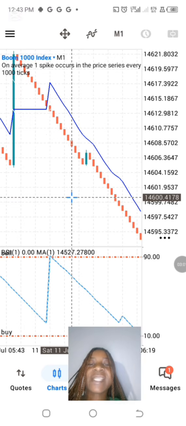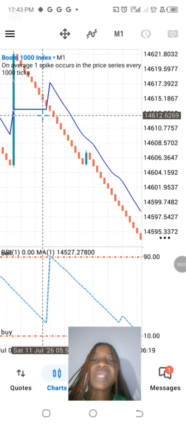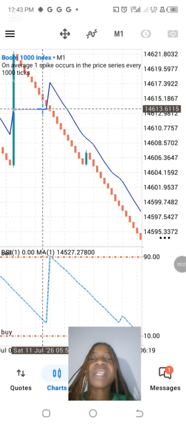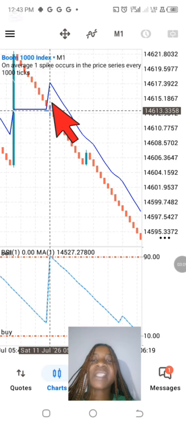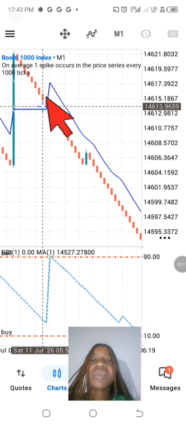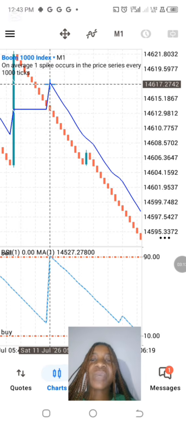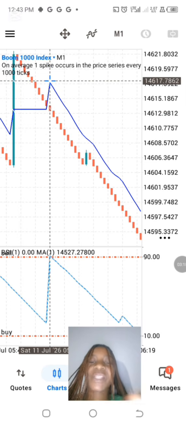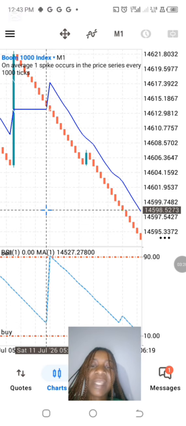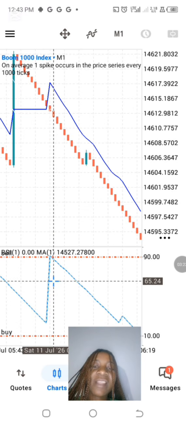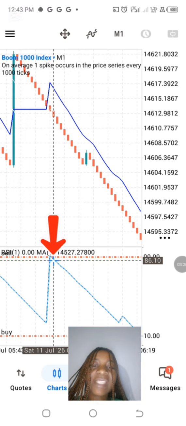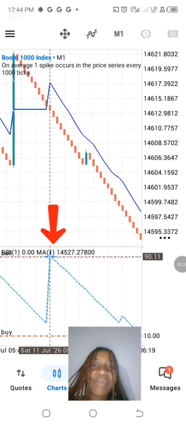So the first condition is that the Ichimoku, or the blue line on the main chart, must cross above the price, or it must cross above the candles, like what happened here. As you can see, the Ichimoku line has crossed above. It went above the candlesticks, or it went above the price. That's the first condition. Then we come on our indicators window for confirmation. The moving average, which is the blue line, must reach level 90 of our RSI, like what happened here.